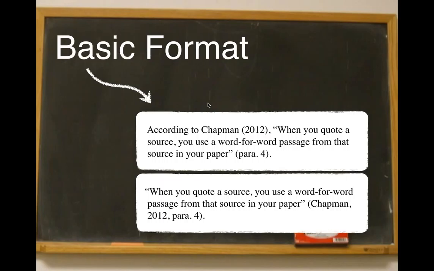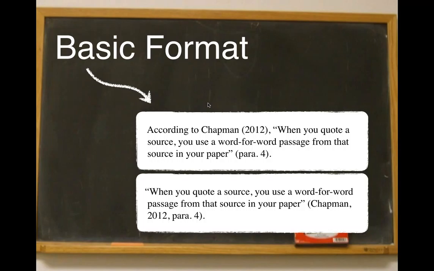The first example is a quote from the Writing Center blog, and we've used the author's last name in the sentence after "according to." We've put the date in parentheses immediately after the author's name and the page number in parentheses at the end of the sentence. In this case, we don't have a page number because it's an online blog, so we've used the paragraph number instead. Now, the online blog that we found this from did not number their paragraphs. We did that when we were reading on the blog.